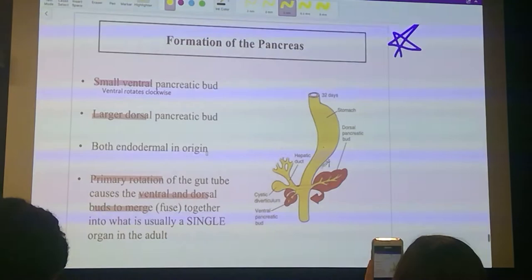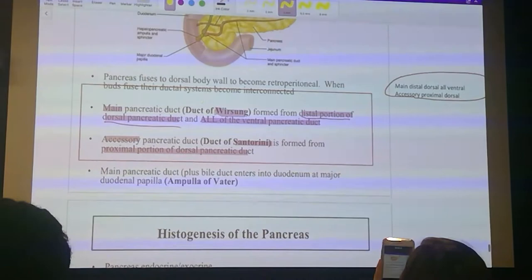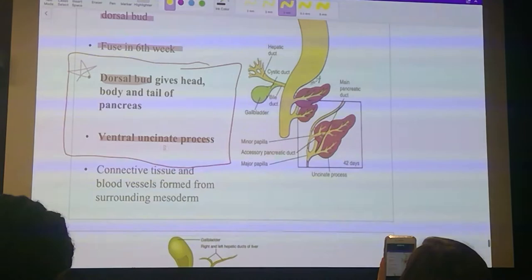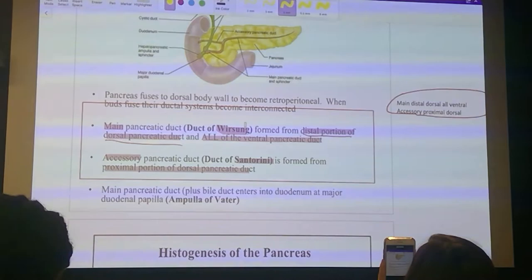Okay, so for the formation of the pancreas, you have to know this one. So the dorsal bud gives head, body, and tail, and the ventral gives the uncinate process. And then for some of these, know what makes the ducts. So the main duct is made by the distal dorsal and all of the ventral, and the accessory is just proximal dorsal.